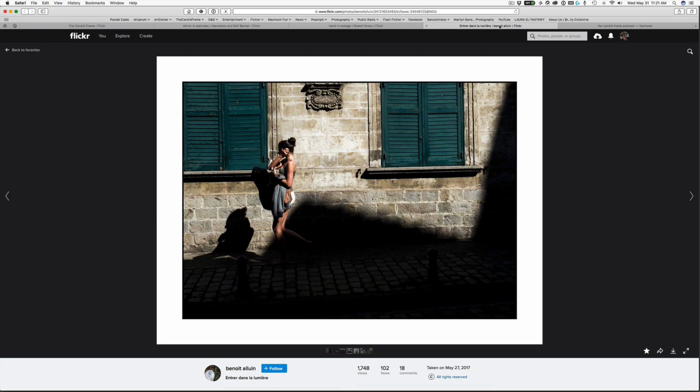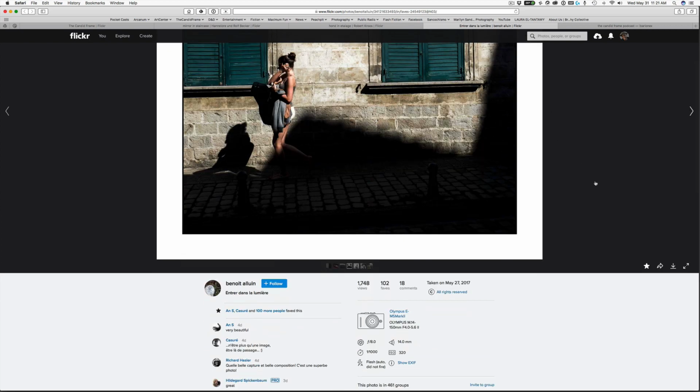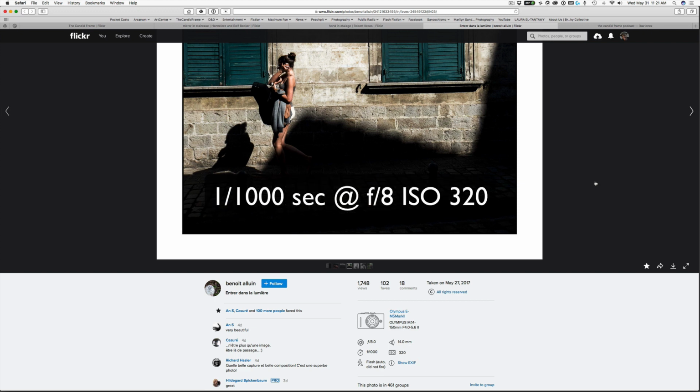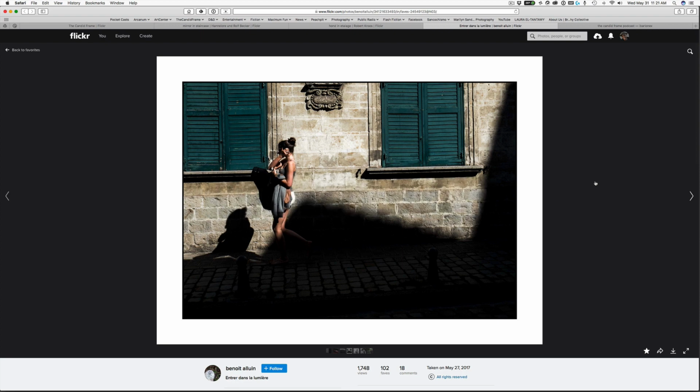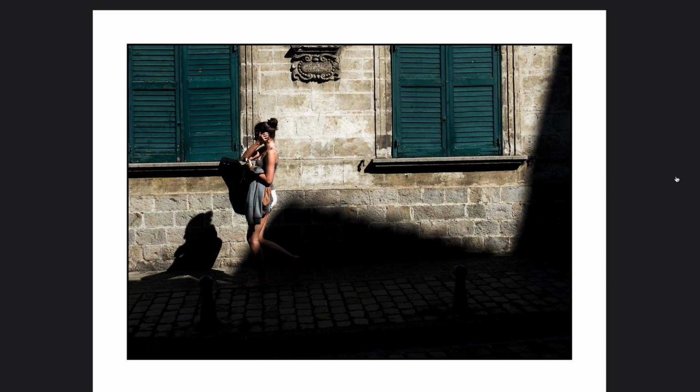Okay, here we have a shot by Benoit Alluin. This was shot with an Olympus EM5 Mark II at 1,000th of a second, f8, ISO 320. So here the shadows aren't necessarily framing, but they are guiding the eye to this woman who's walking across this building. And we get this great graphic shape from the shadow. Typically when we see a high contrast shadow against a wall, usually it's a very straight vertical shadow. So you get a shadow that obscures the area to the right and then all this highlight area to the left. Here, this unusual shape is really a wonderful graphic in and of itself.